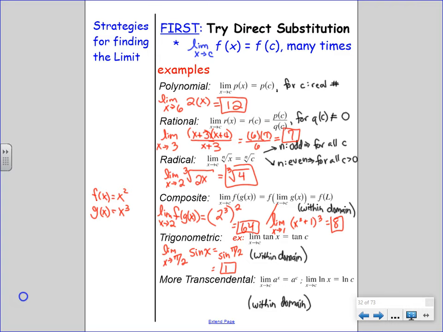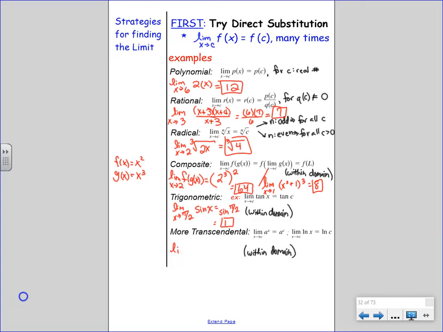Aaron does. Go for it. Perfect. The limit as x approaches 4 of 2 to the power of x equals 16, because 2 to the power of 4 has four 2's. 2 times 2 is 4, 2 times 2 is 4, and 4 times 4 is 16.